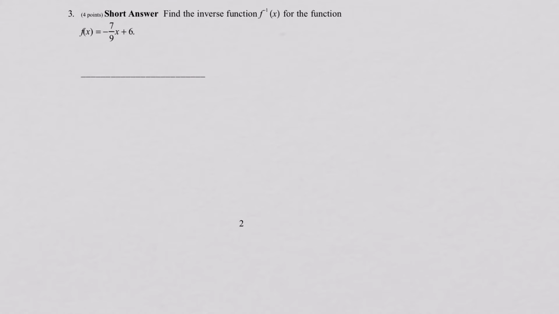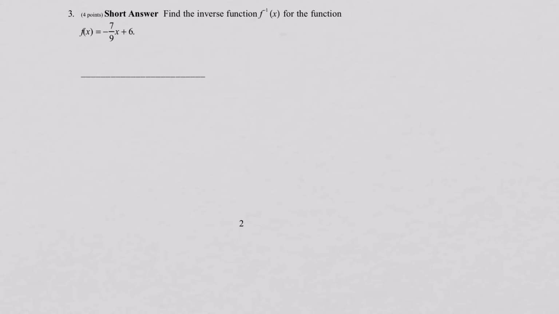Okay, let's move on to number 3. It says find the inverse function for this function right here. f of x equals -7 over 9x plus 6. Okay, so remember this, you do not pronounce it f to the -1 power. That's incorrect. It's f inverse. So we're looking for the inverse of this function right here.